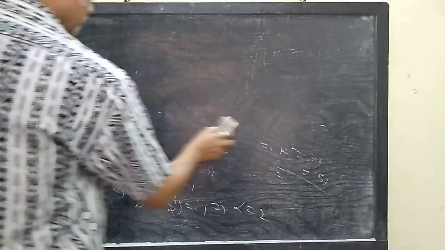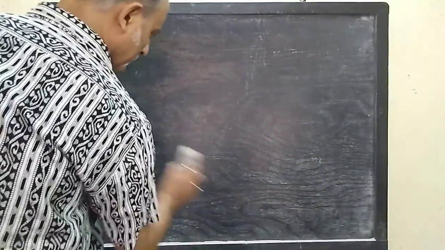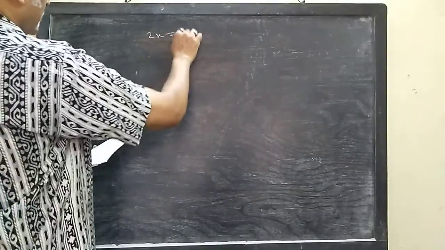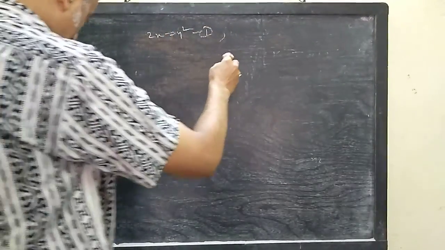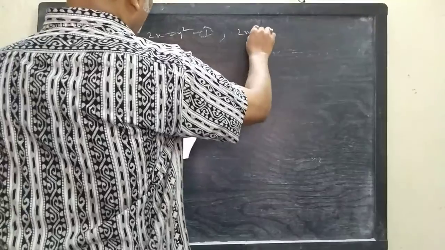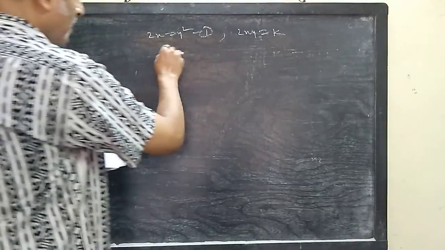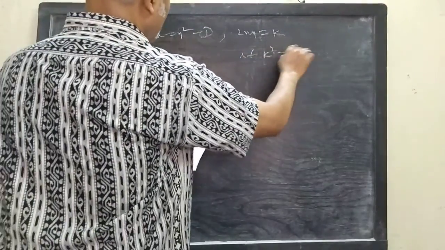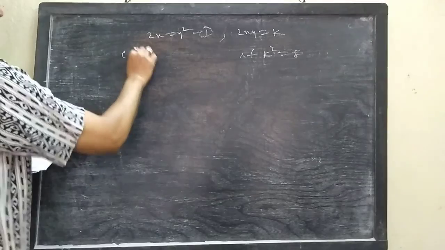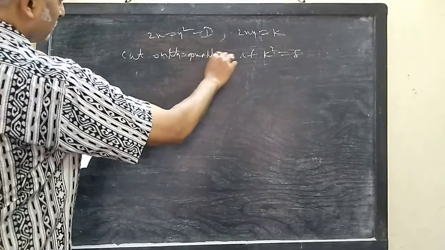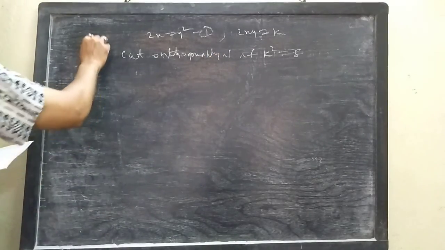Similar question. Show that the curves 2x equals y square, number 1, and 2xy equals k, cut orthogonally if k square equals 8. Do it as homework.